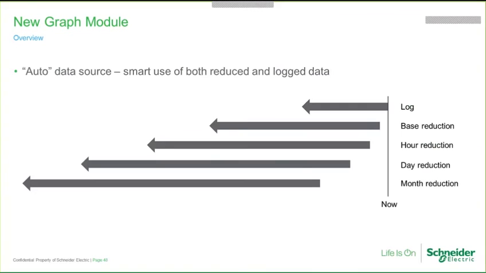So what this auto data source does: to your right, you have what is now in time, and then the different types of data grow backwards in time. So going to the left is backwards in time. Log, we often see that you only have log data for a limited period.